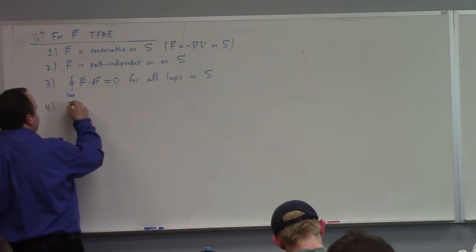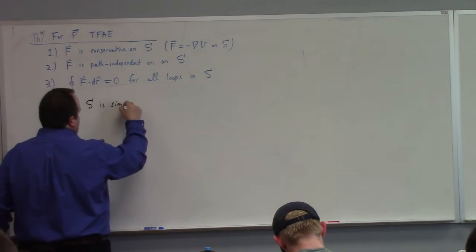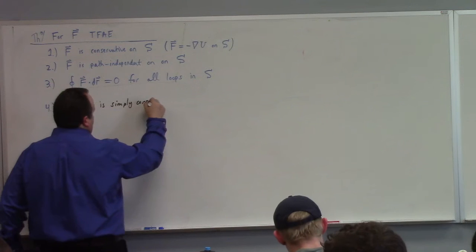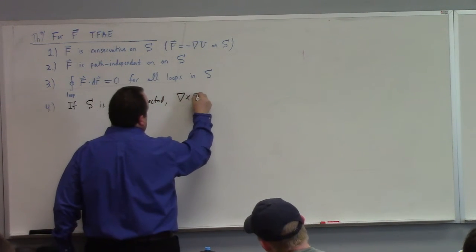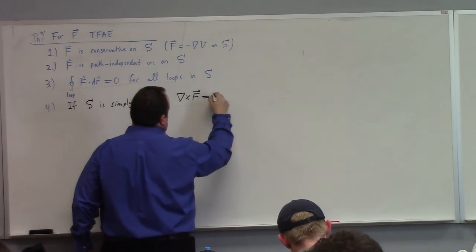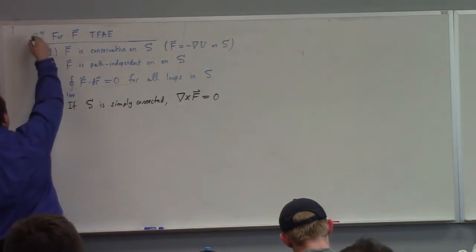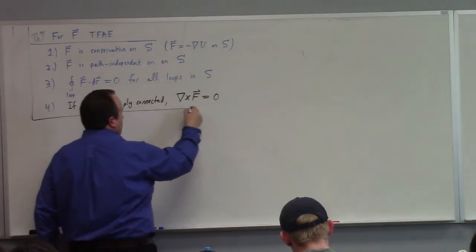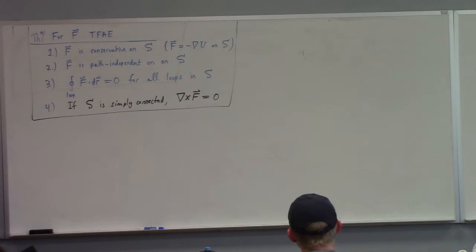But if S is simply connected, then you can add to this the curl of F is equal to 0. Again, I haven't assigned you any homework on it or anything, so you can ignore 4. I wouldn't test you on 4, and here's what I'm trying to say, all right?